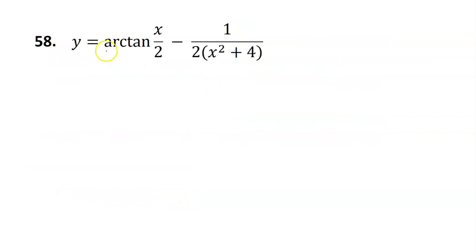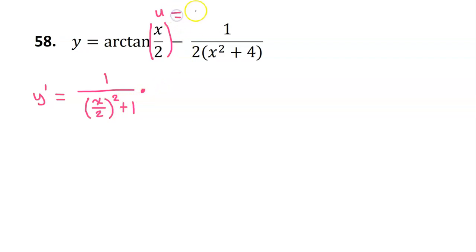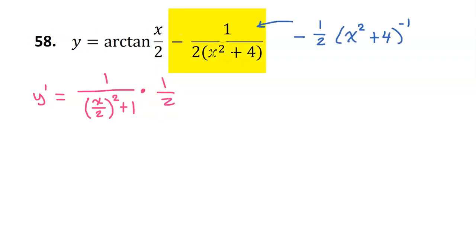For number 58, we will take the derivative term by term. The derivative of arctangent u is 1 over u squared plus 1, except because of the chain rule, we have to multiply by u prime. I am thinking of u as 1/2 x, so the derivative is 1/2. I'm looking at this last term as negative 1/2 times x squared plus 4 to the negative 1 power.